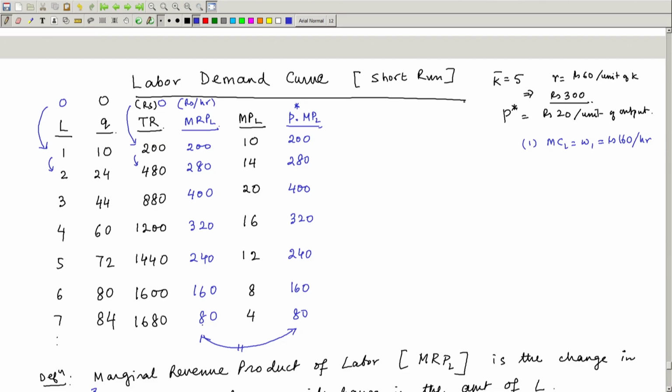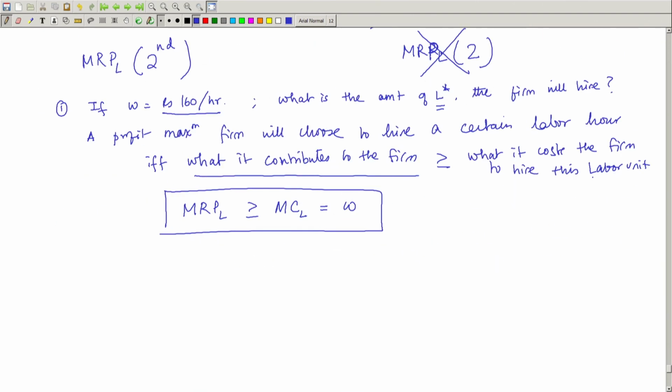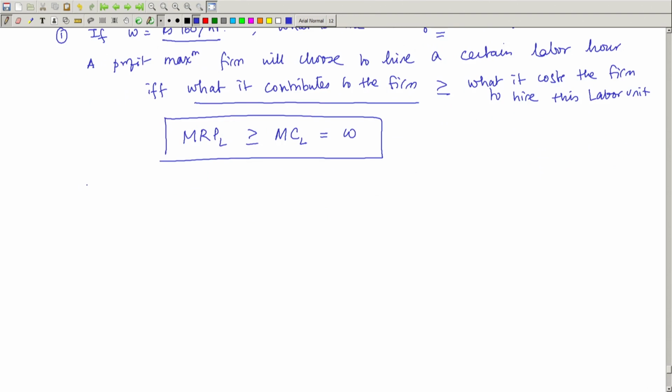But notice for the seventh labor hour now, the extra contribution in the form of rupees, or the extra revenue that the seventh labor unit brings to the firm, is only 80 rupees. But it costs the firm 160 rupees to get this particular labor unit. So, in fact, the firm is going to be losing money on this particular labor unit. So, the firm will not hire the seventh labor hour and the firm will stop at L equal to 6. So, in this case, by applying the rule, L star is going to be equal to 6 labor hours, right. So, for the first example, L star was equal to 6.